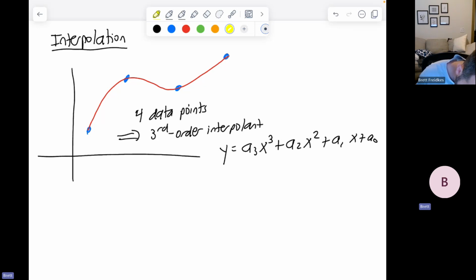We have 4 different unknowns. We use those 4 data points to find those 4 unknowns. We basically create 4 equations from each of the data points.